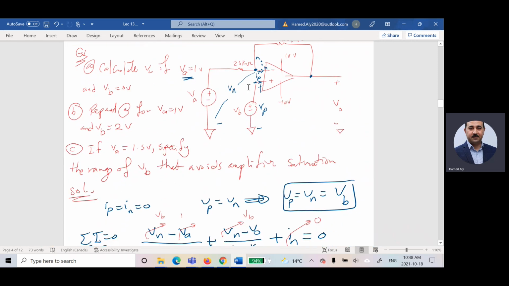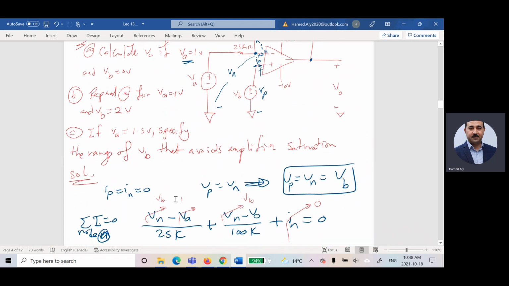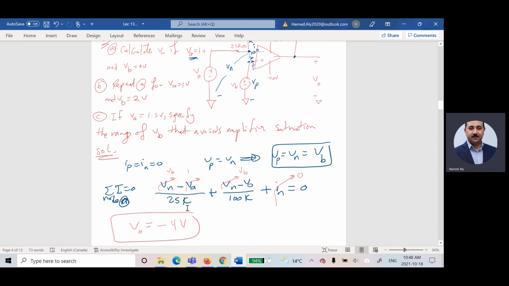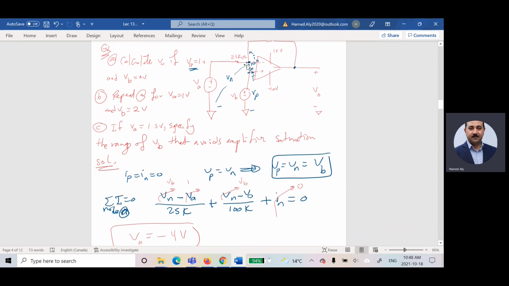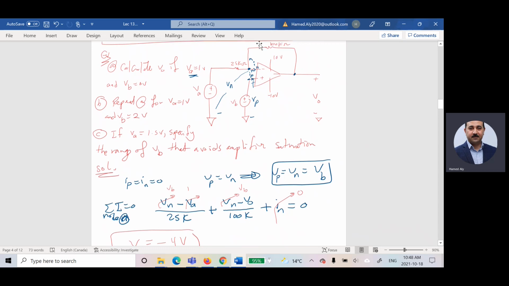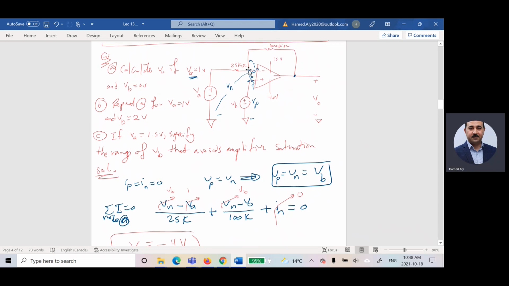And I think this is what I wrote here. Vn minus VA divided by 25 kilo. Are you seeing that, guys? Well, are you seeing the circuit? So Vn minus VA divided by 25 kilo, and the current in this branch is Vn minus Vo divided by 100 kilo. And the current in this guy is called IN.